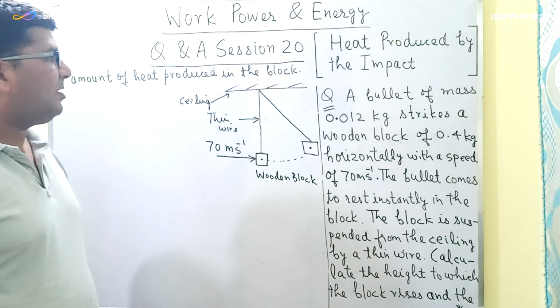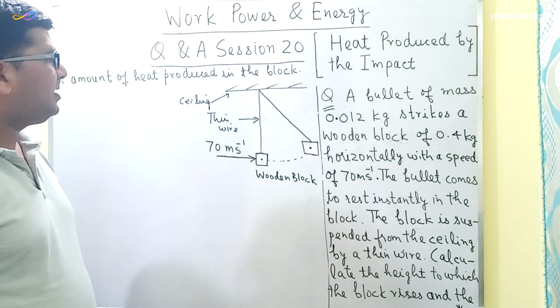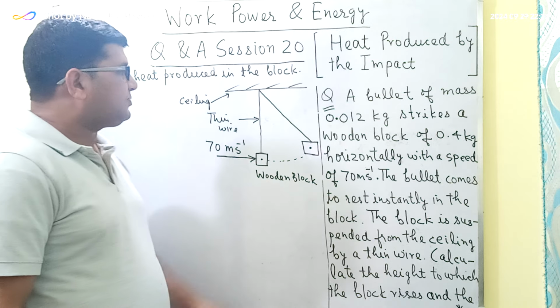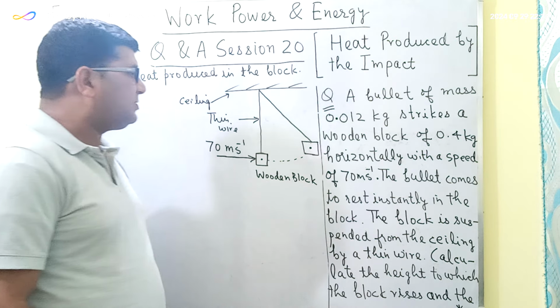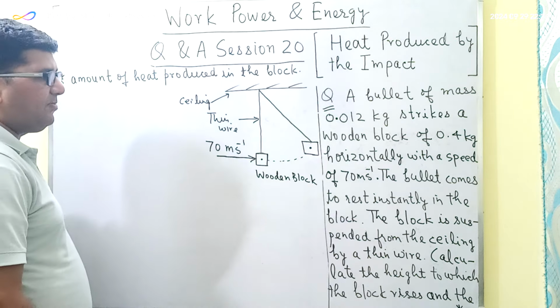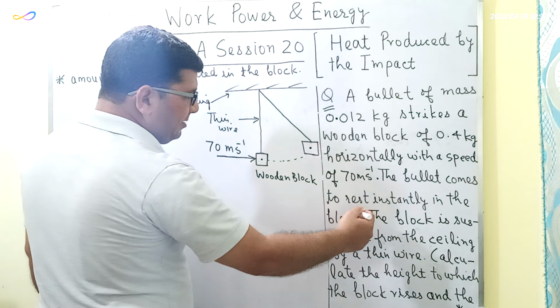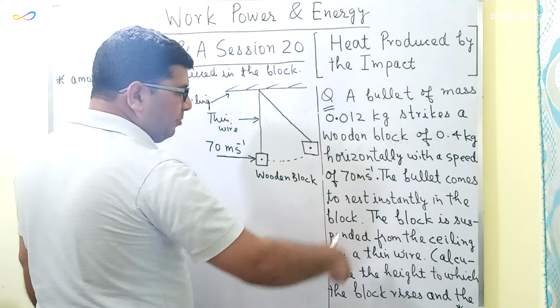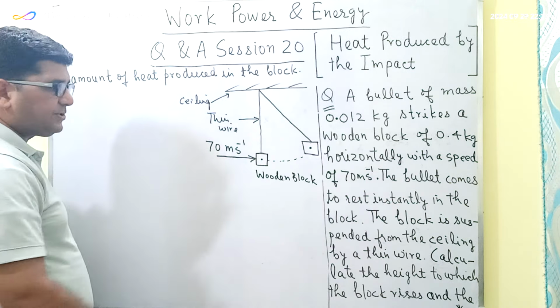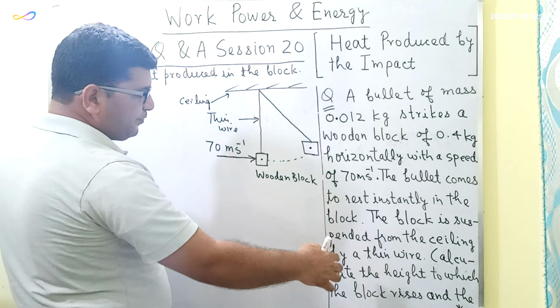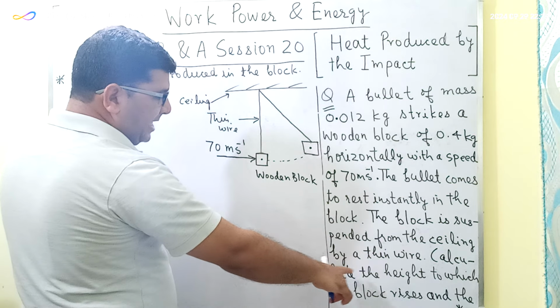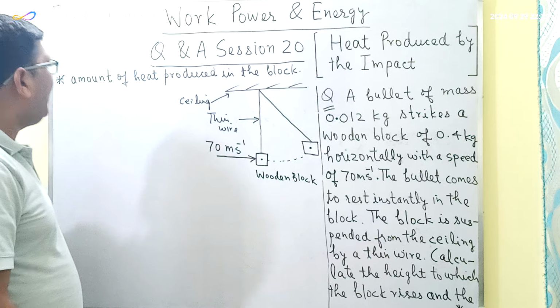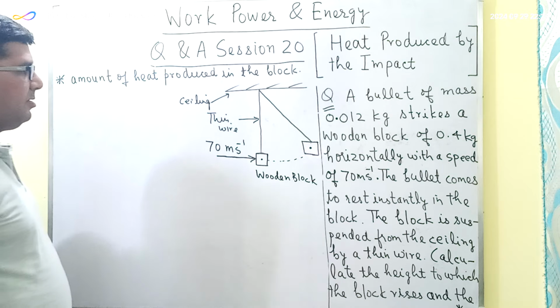The question here is: a bullet of mass 0.012 kg strikes a wooden block of 0.4 kg horizontally with a speed of 70 meter per second. The bullet comes to rest instantly in the block. The block is suspended from the ceiling by a thin wire. Calculate the height to which the block will rise and the amount of heat produced in the block.